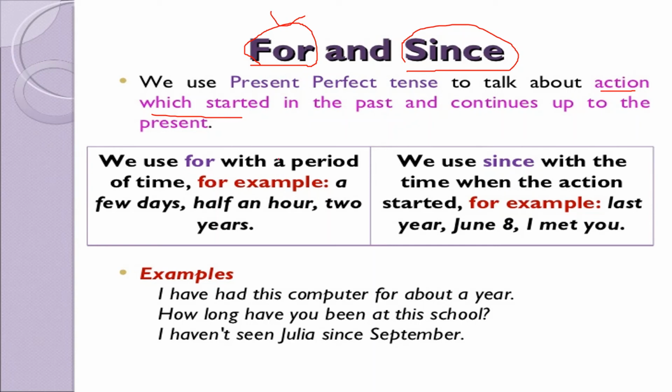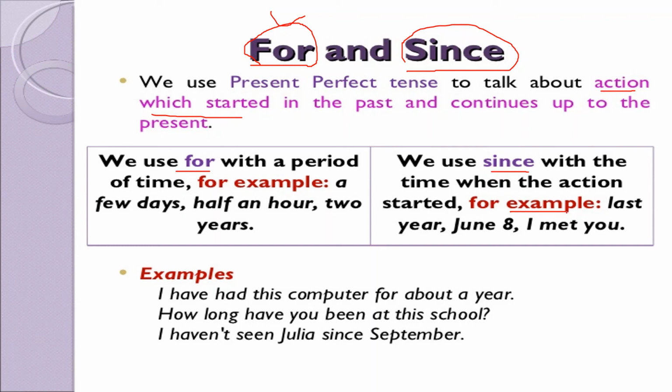We use for with a period of time. What does that mean? If we are having a certain period of time, a certain duration of time, then we will use for, just like few days, half an hour, 2 years, right? We will use since when we are having an exact date or exact particular time, exact point of time, right? When the action is done or when the action has started, right?